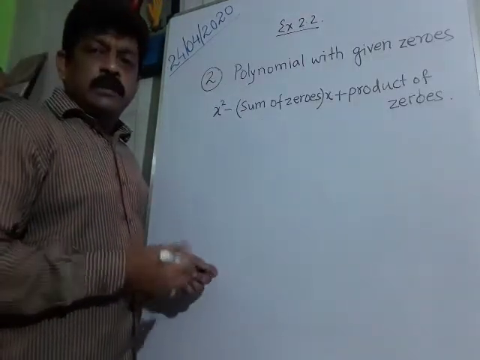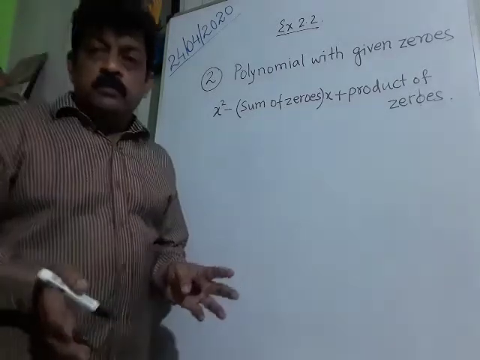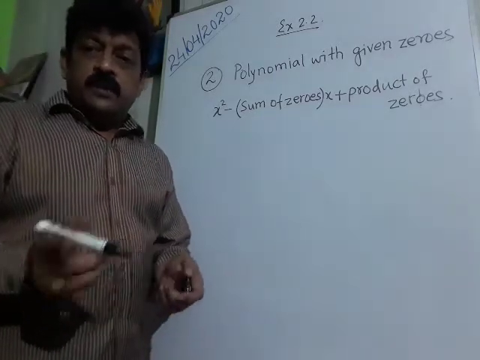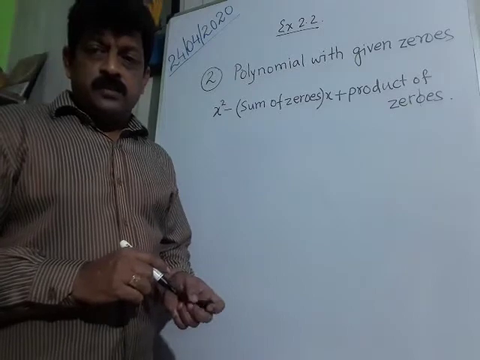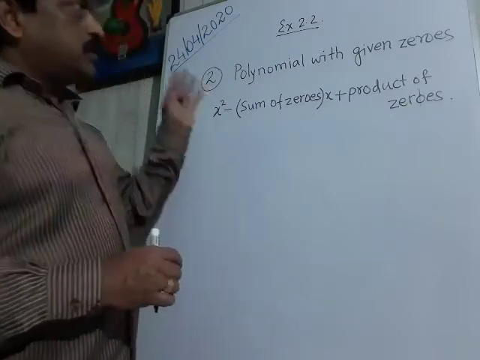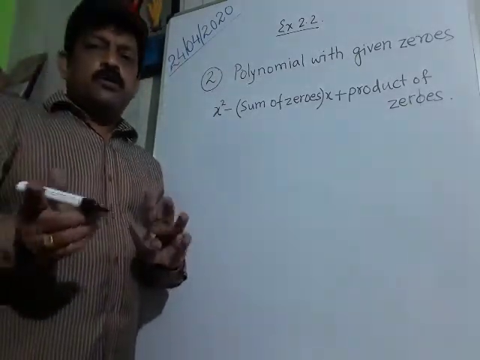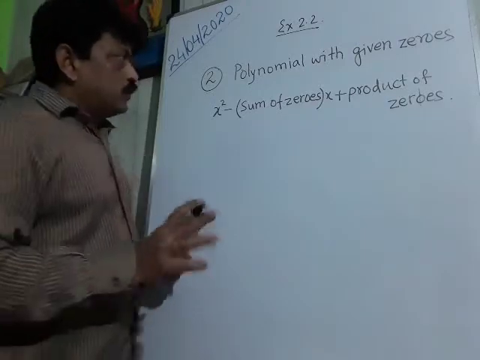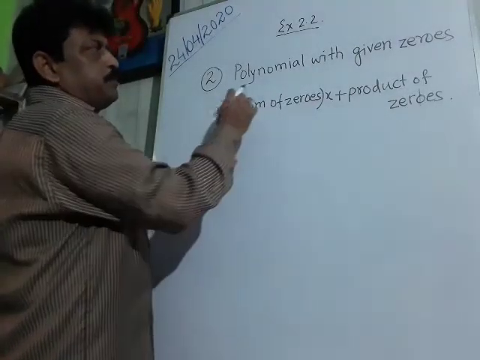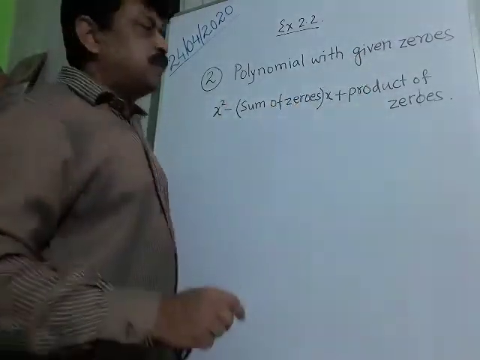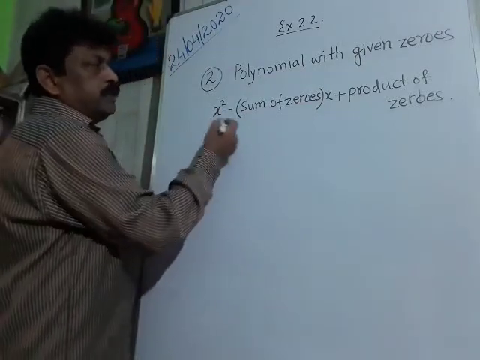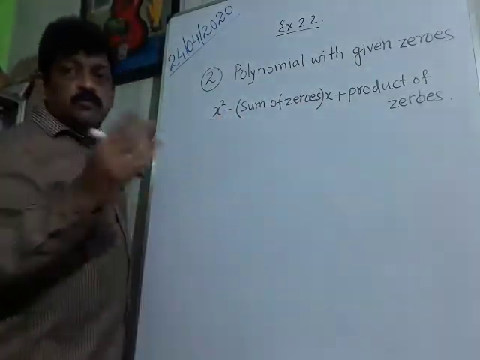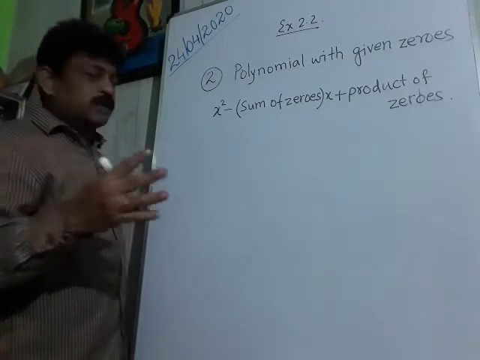We have already learned that if a polynomial is given to us, we can find the zeros and then verify the relationship. Now here the zeros will be given, we have to find the polynomial. So see how to find the polynomial with given zeros. If zeros are given, then take any variable. I have taken x, you can take y, z, t, whatever it is.